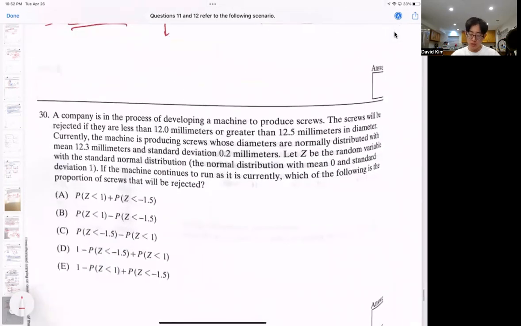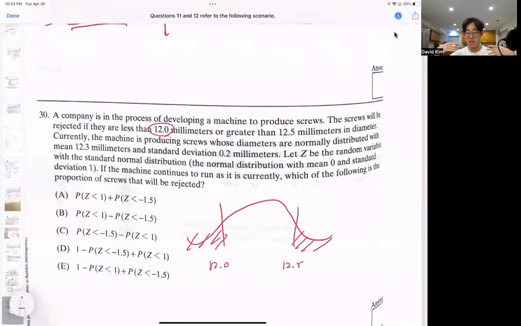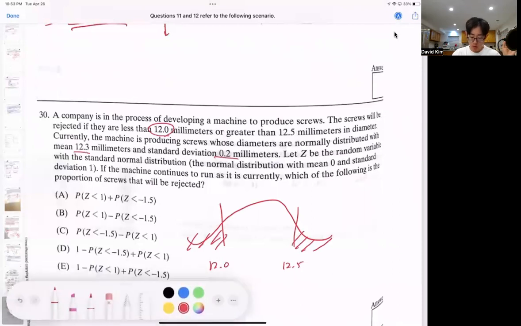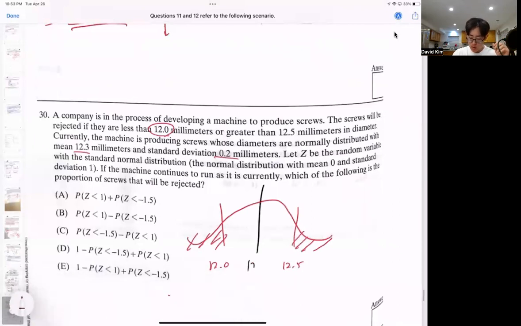Number 30. 30 should be doable. It's an empirical rule formula, chapter 2. So we are looking for anything that is less than 12.0 and greater than 12.5. These are the ones that are not going to be sufficient. So those are the ones that you want to say, okay, those are not going to work out. The standard deviation is 0.2 with the mean of 12.3, which means I can take this 12.3. If I move one standard deviation, voila, I get 12.5. So this is the probability of Z is less than 1. That counts for all of the probabilities there.